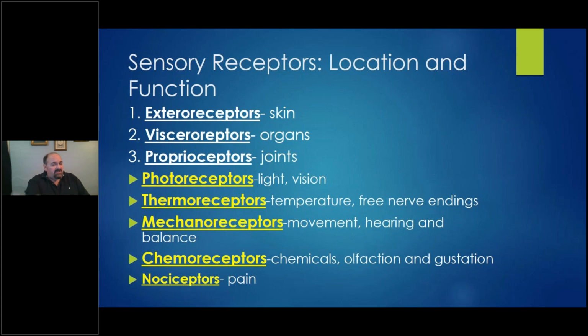Nociceptors deal with pain. When you hear that term nociceptors, think a pain type receptor. Photoreceptors, think light, for vision. Thermo, think temperature. Mechano, think movement. Chemo, think chemicals, involved in our sense of smell and taste. Mechanoreceptors for hearing and balance and such. We're going to see how special senses and other areas of our nervous system that receive information are unique and how fortunate we are to have them.